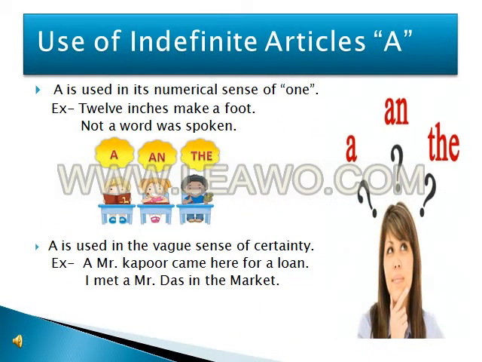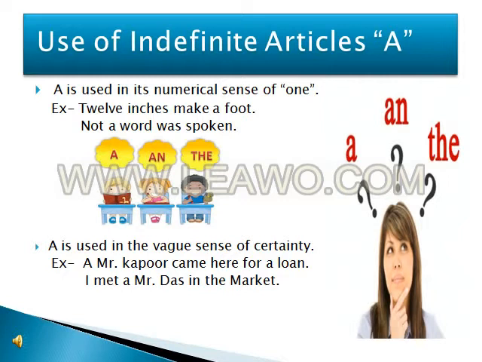Next, a is used in its numerical sense of one. One means number one. Here is the example: 12 inches make a foot. Means 12 inches make one foot. A foot means article a denotes number 1. Article a has its numerical sense. That's why we use a here. Whenever we get the numerical sense of number 1, we use article a. Same thing happened with the second example. Not a word was spoken, means not even a word. One word was spoken. Number 1, one word was spoken.